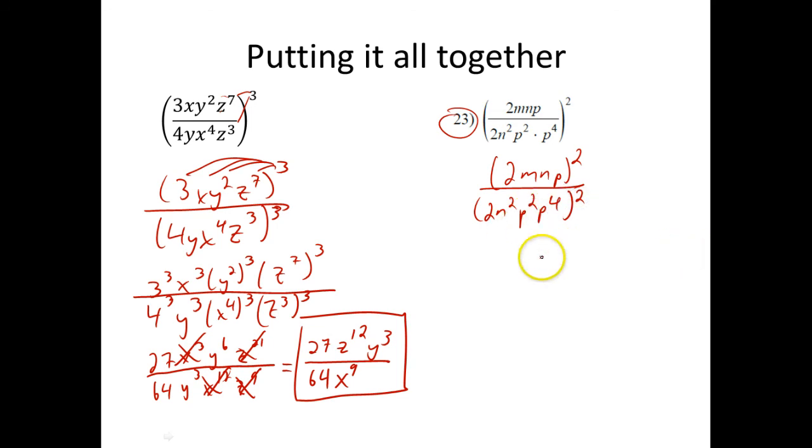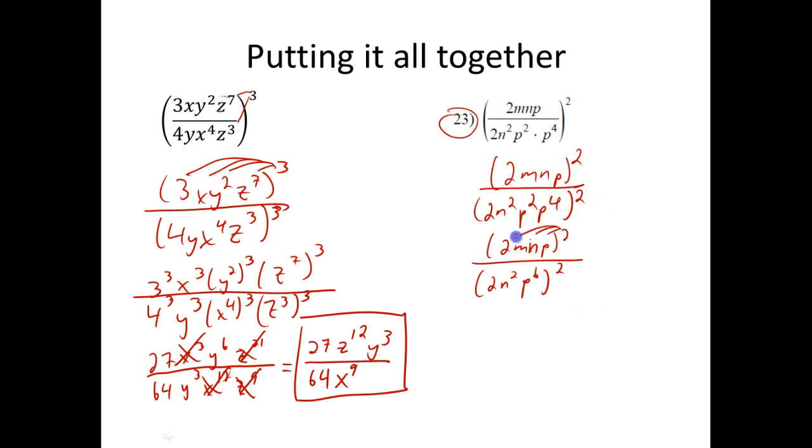Now let's do this one a little bit different. We can combine these to start with. We can combine these, we can cancel things, we can do all of that before we actually bring this 2 inside. So p squared times p to the 4th, that's p to the 6th. So on the bottom now I have 2n squared p to the 6th squared. And on the top I can't combine any of those, so I'll just have 2mnp squared.